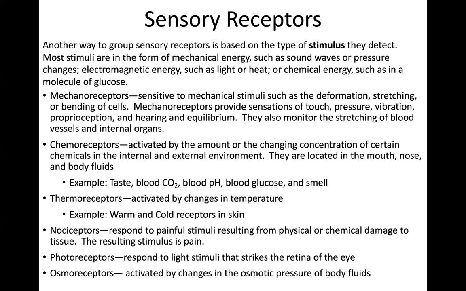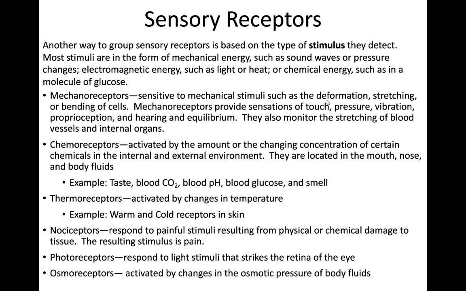Electromagnetic energy is another stimulus, like light or heat, or even chemicals. So chemical energy, like in a molecule of glucose. So there are 6 different categories here for these sensory receptors. The first, mechanoreceptors, are called mechanoreceptors because it's a mechanical stimulus that activates them. And mechano for mechanical, okay?